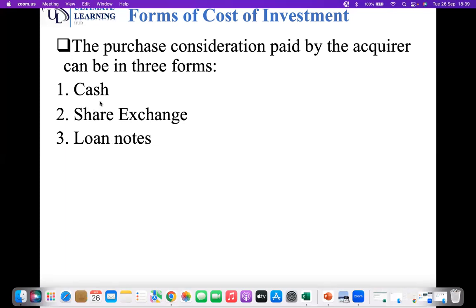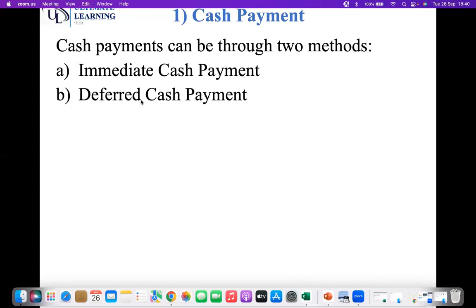So our focus for today will be to acquire through cash and to acquire through share exchange. If we start with the first one, acquisition through cash, there is what we call cash payment. With cash payment, there are two options. Either you acquire and make payment immediately, that is called immediate cash payment, or you make the acquisition, but you promise to pay at a later date, at a future date. That is known as deferred cash.